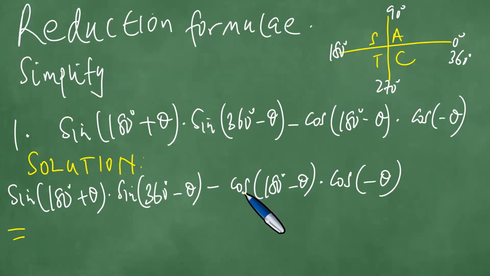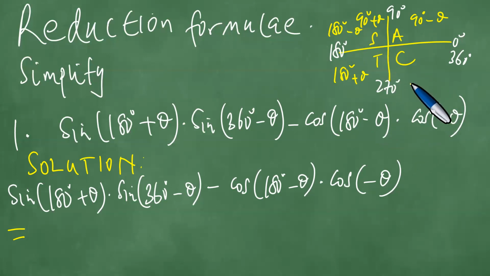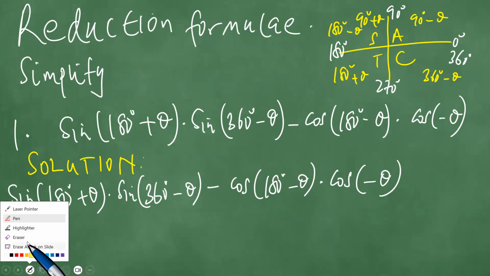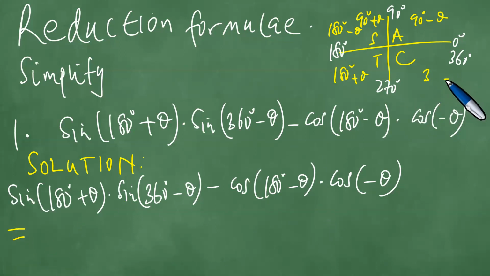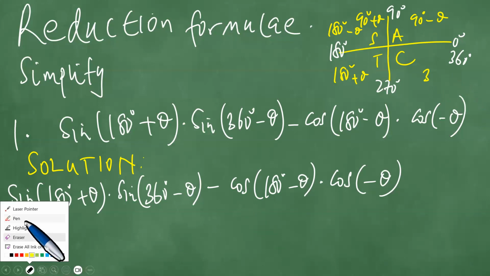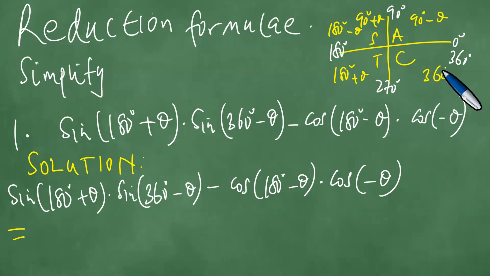So now at this point, what we have is, this one is going to be 90 degrees plus theta, 90 degrees minus theta, 180 degrees plus theta, 180 degrees minus theta. This one is going to be 360 degrees minus theta. Okay, so this is going to be 360 minus theta. Just write it clean here. Three hundred and sixty degrees minus theta.